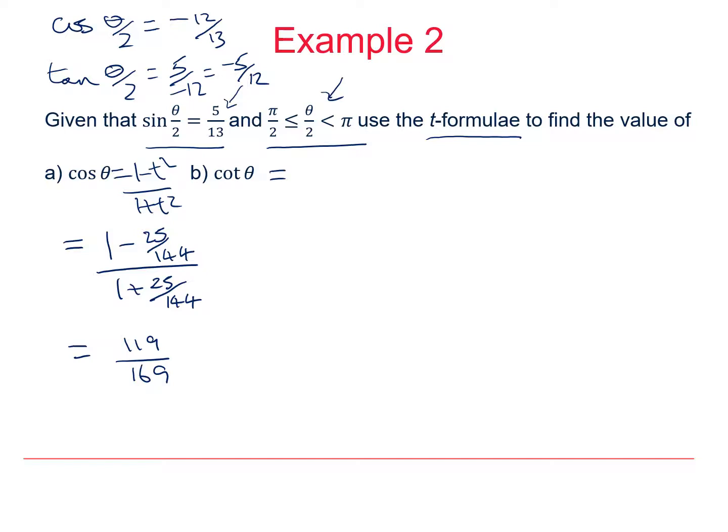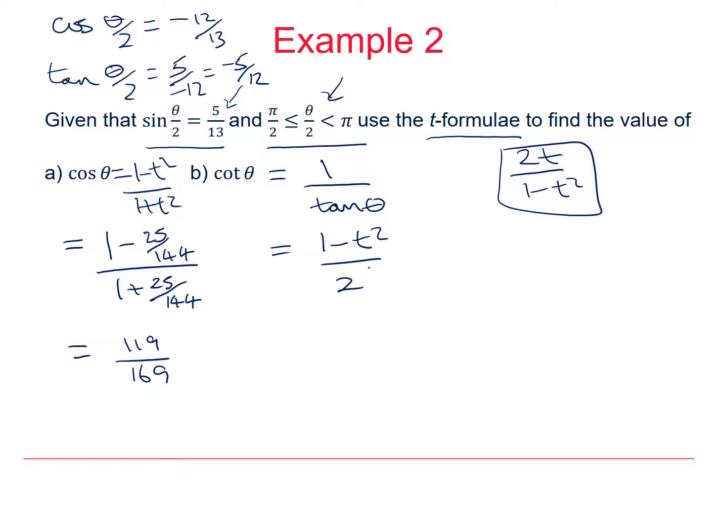Cot theta is a reciprocal trig function. That's 1 over tan theta. Tan theta would be 2t over 1 minus t squared. But we need to take the reciprocal of that, so that's going to be 1 minus t squared over 2t.